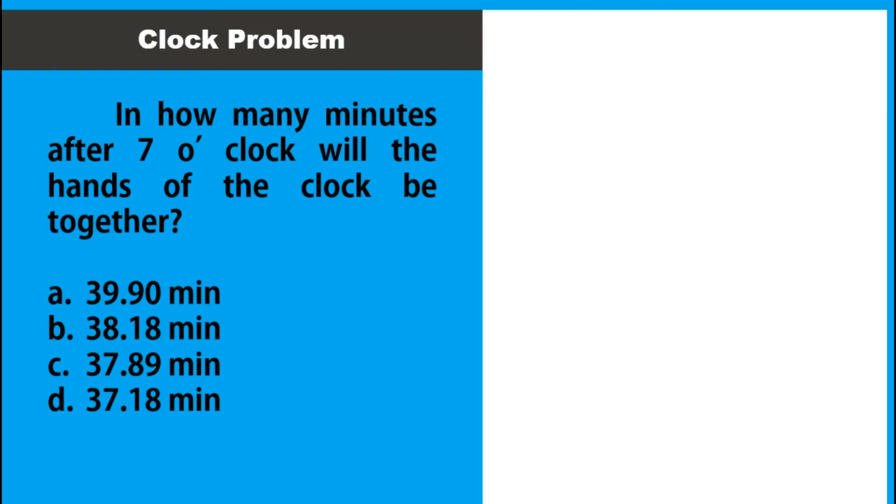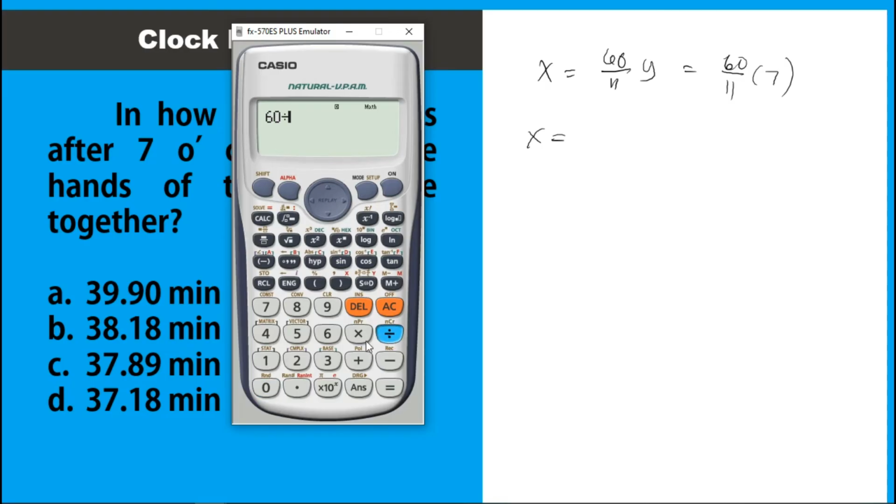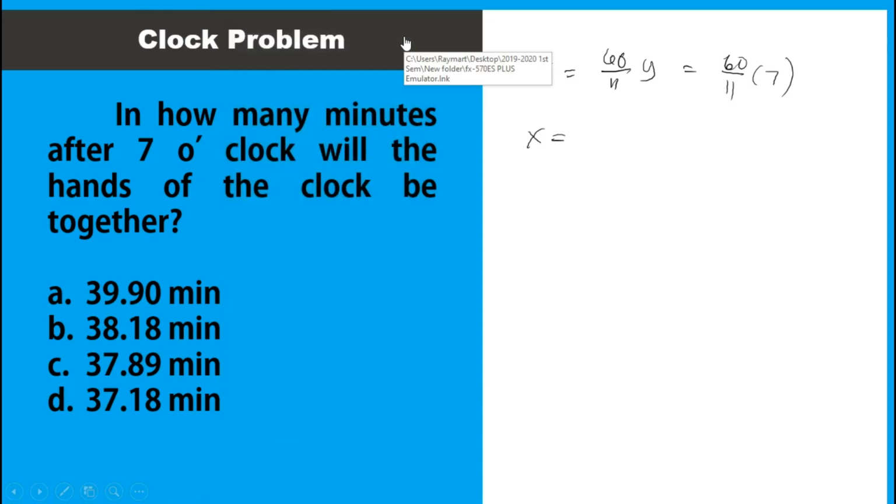So in how many minutes after 7 o'clock will the hands of the clock be together? So in this case, you have x equals 60 over 11 times y. If the hands are together, you need to multiply this 60 over 11 by the given hour. So that is 7 times 7. So you have x equals 38.18.